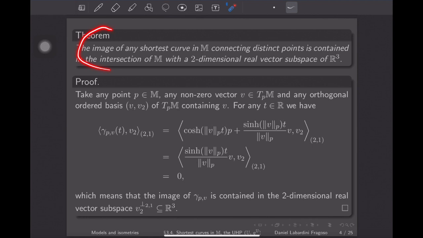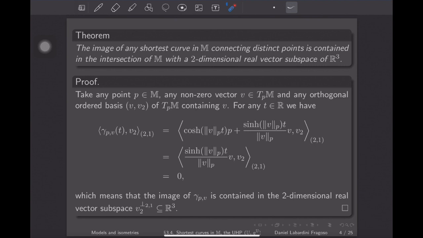So for that I take any point in the hyperboloid, and I take any non-zero tangent vector, tangent to the hyperboloid at the given point. And this non-zero vector, of course, in this two-dimensional space, I can complete to a basis. Actually, I can complete it to an orthogonal basis, right? So I have a non-zero vector, and I can take a non-zero vector orthogonal to it, and then I get an orthogonal basis of the tangent plane.